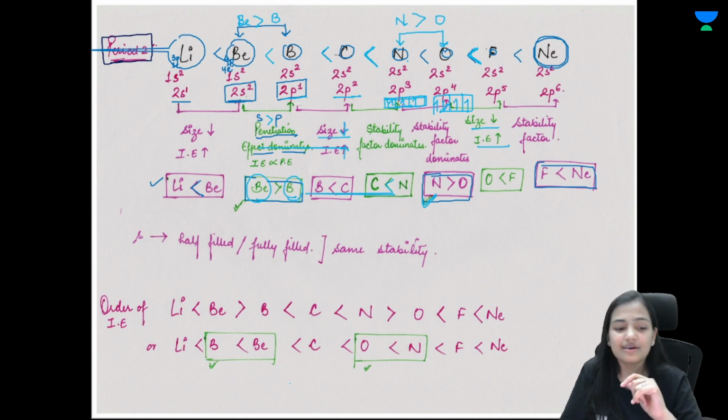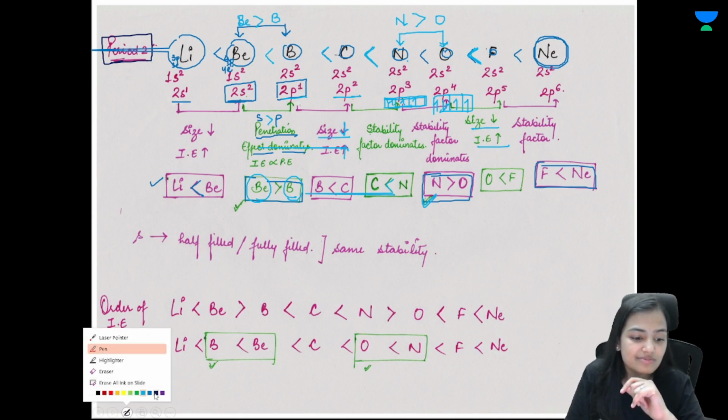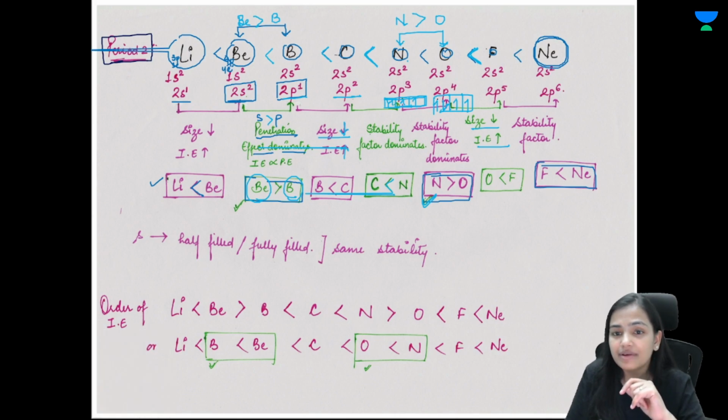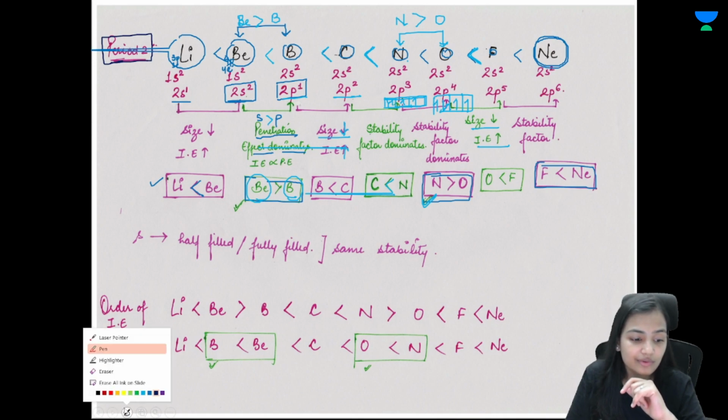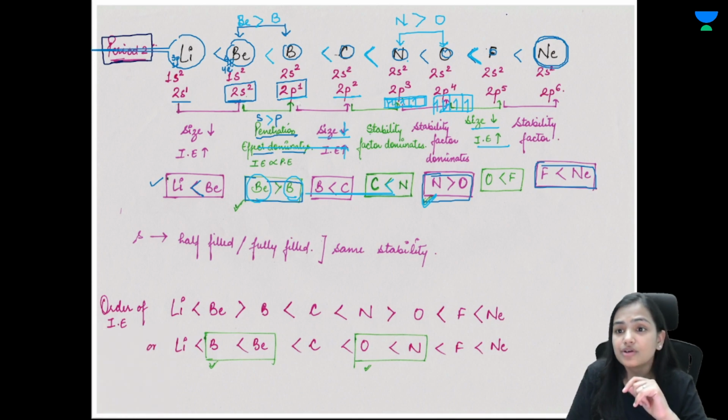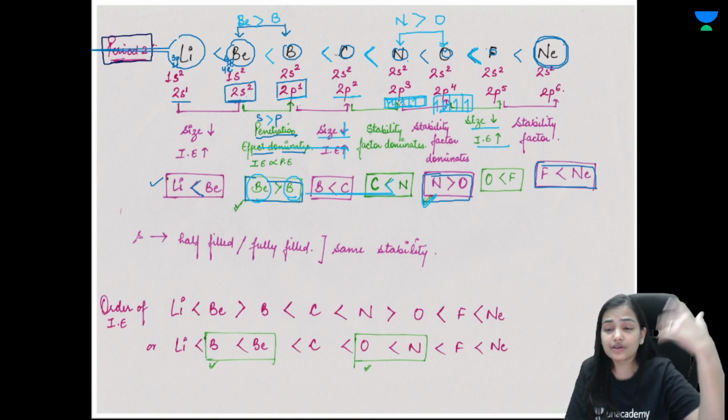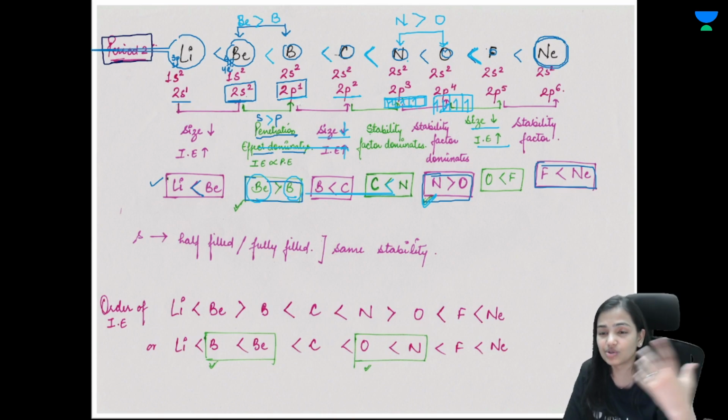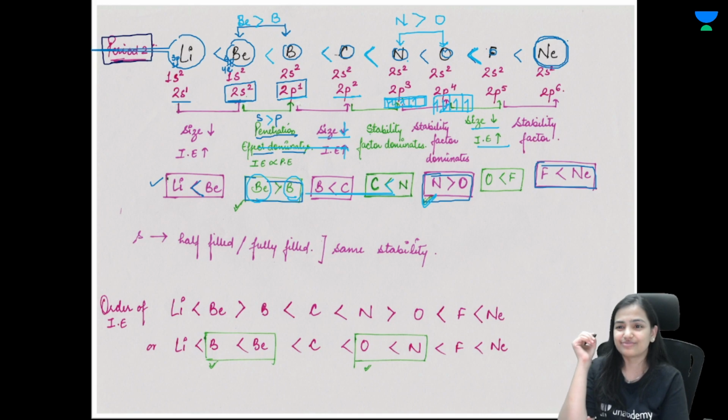Now here comes the last and most important scenario. If you compare fluorine and neon, you would say, ma'am, neon's size is bigger, so it will require less ionization energy. No, please don't do that.